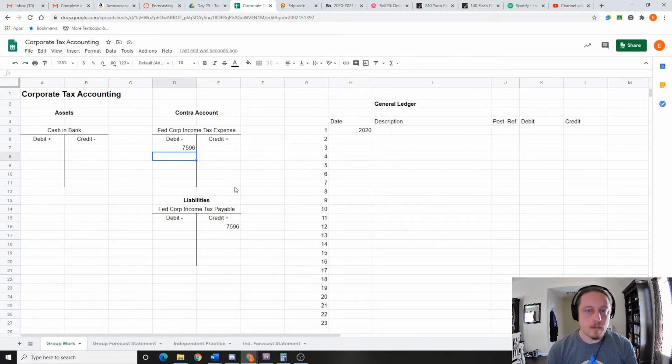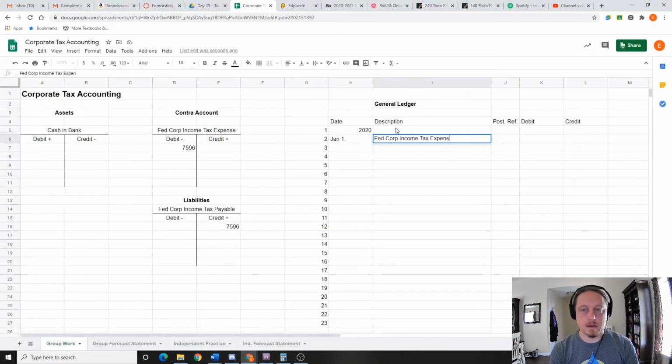Okay. So let's go over here and let's make room for this. So this would happen, let's say January 1st. This is what our plan is. And so we have now incurred a liability to the IRS that was a credit, and we have an expense. So let's start with the debit. Federal corporate income tax expense. And that was a debit of $7,596. And then we also have federal corporate income tax payable account, which means we owe them, a credit of $7,596, keeping things balanced.